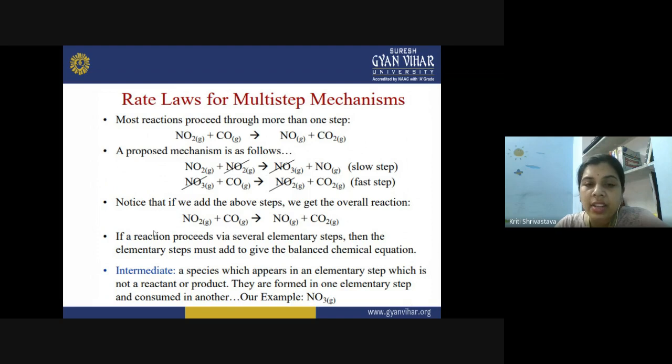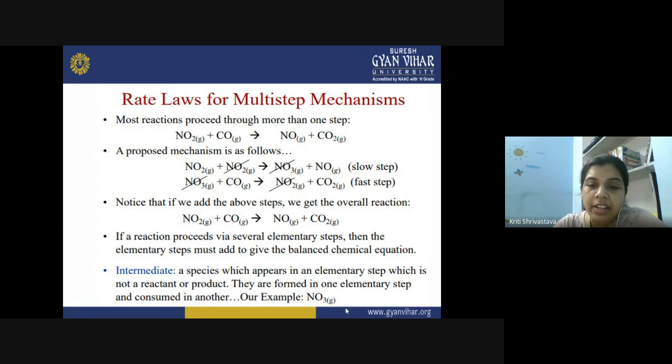So you can notice that if we add the above steps, we get the overall reaction like this. If a reaction proceeds via several elementary steps, then the elementary steps must add to give the balanced chemical equation. Now we know that an intermediate is a species which appears in the elementary steps but is not a reactant or product. They are formed in one elementary step and consumed in another. For example, we have NO3 here, which is our intermediate, getting formed in the earlier slow step and consumed in the later fast step.